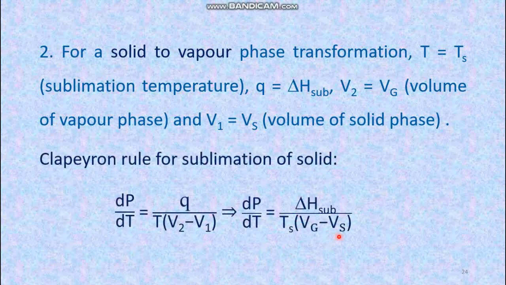Okay, this is a positive term, because here also heat is absorbed in the case of sublimation from solid to vapor, and this Vg is definitely very much greater than Vs. As a result, this is a positive term, and dP by dT is positive. That means pressure is directly proportional to temperature and vice versa. That means if you increase the pressure, then the sublimation temperature would also increase.